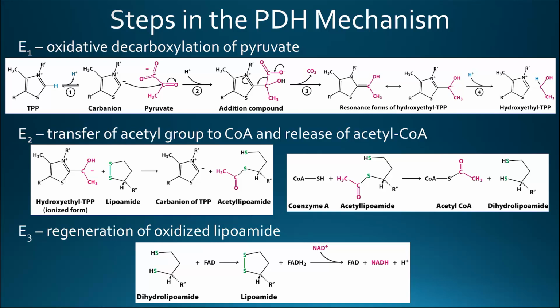In the E1 pathway at the top, you can see the reactive carbanion and how it is the nucleophile that attacks the pyruvate, and in this 4-step mechanism creates the hydroxyethyl TPP. In the second stage, you can see the pathway of transferring the hydroxyethyl TPP to the cofactor, the lipoamide, and then subsequently to coenzyme A. And then at the bottom for E3, you can see the pathway by which the oxidized lipoamide is regenerated.